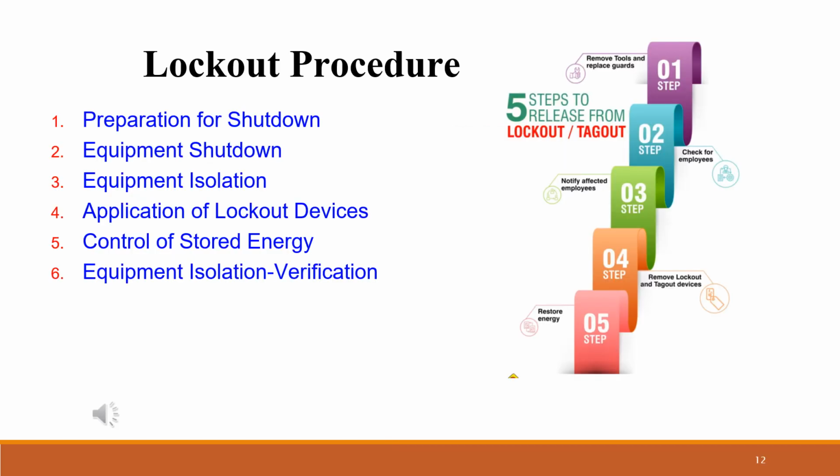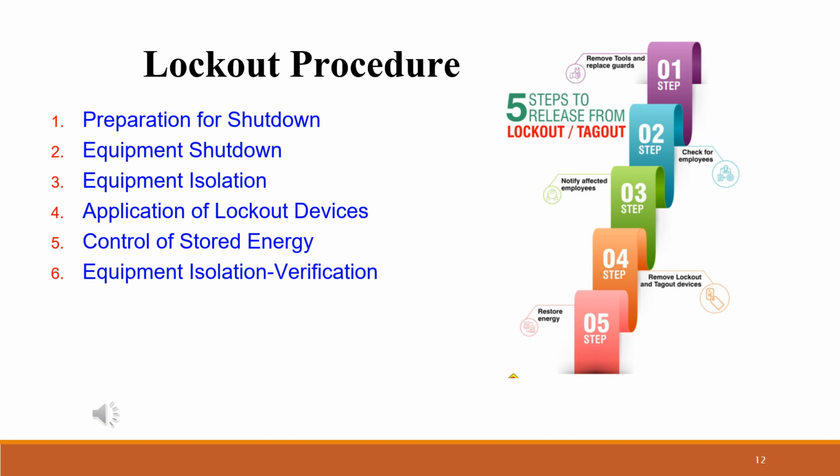In this part we will discuss the sequence of lockout procedure. The steps are following. First is preparation for shutdown. In this part all affected and authorized employees are informed about the shutdown plan and the operator is alerted that power is being disconnected. Next part is equipment shutdown. In this part equipment is shut down by an authorized person.